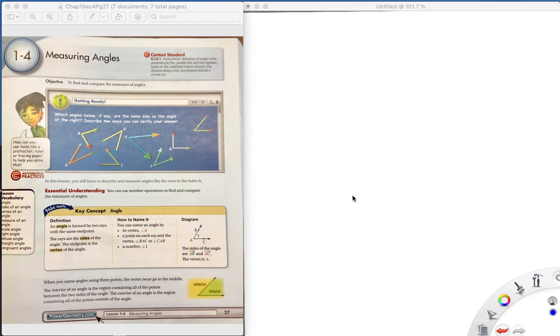Hello, this is Geometry, Chapter 1, Section 4, Measuring Angles.